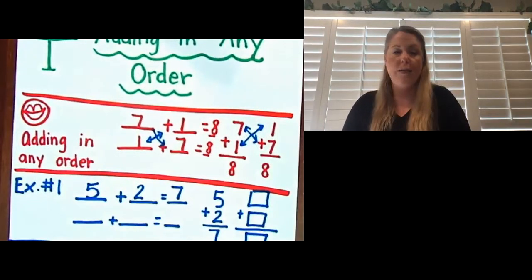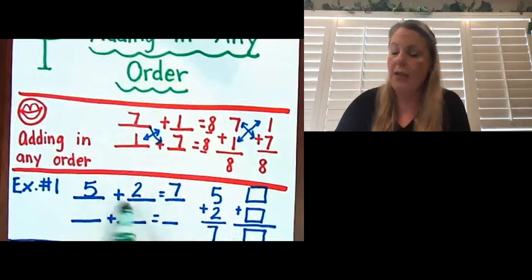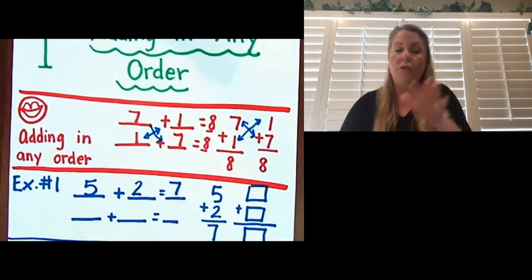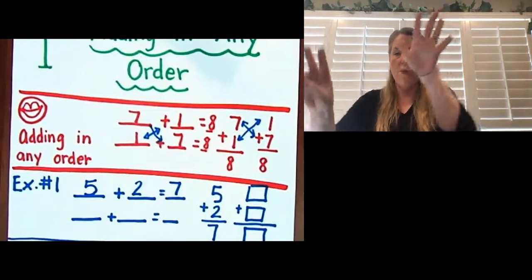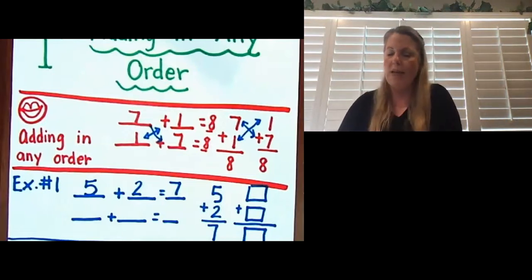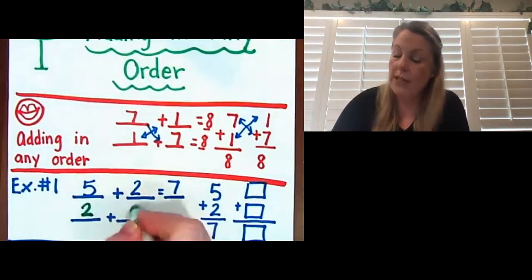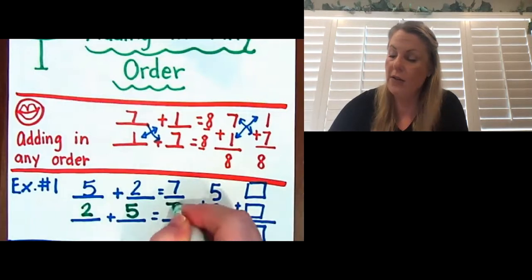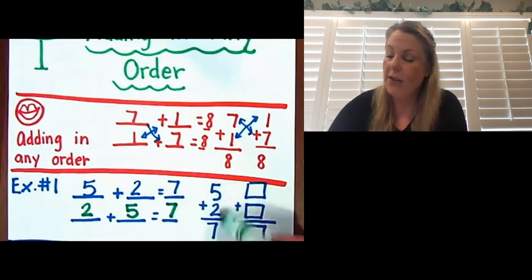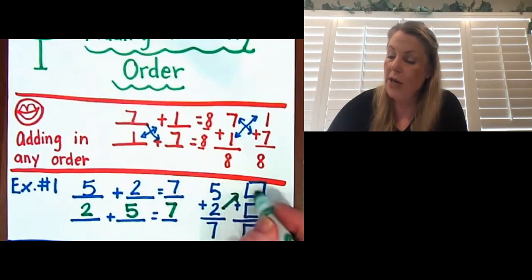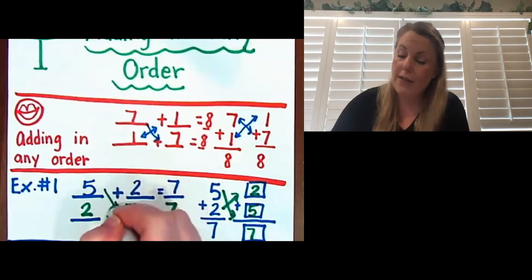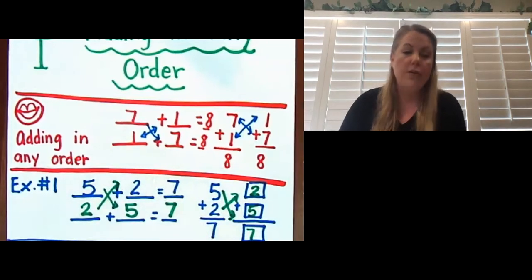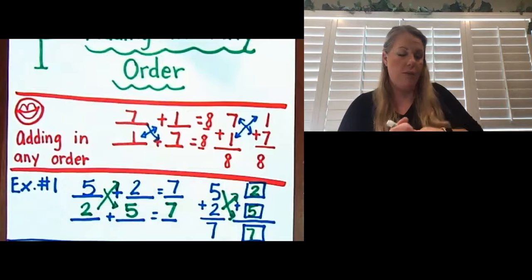The first example that I have is 5 plus 2 is 7. If I switch 5 and 2 and move them, now I'm going to say 2 plus 5, and the answer is still 7. Commutative property. I like to draw the arrows because I think it's nice and fun. You don't have to draw the arrows if you don't want to, but it is pretty fun.